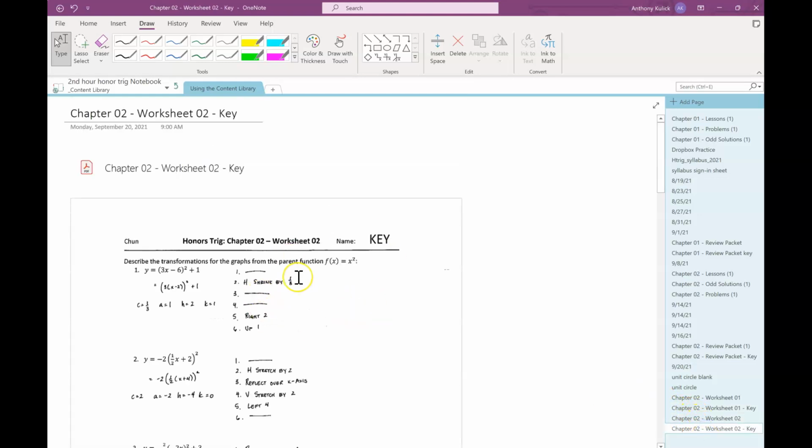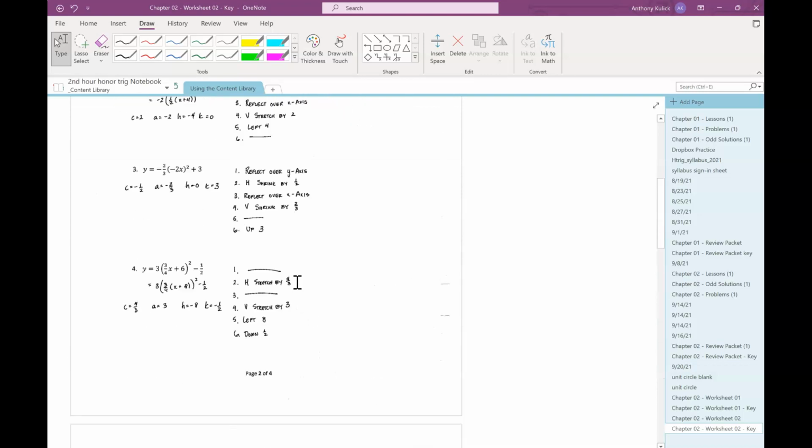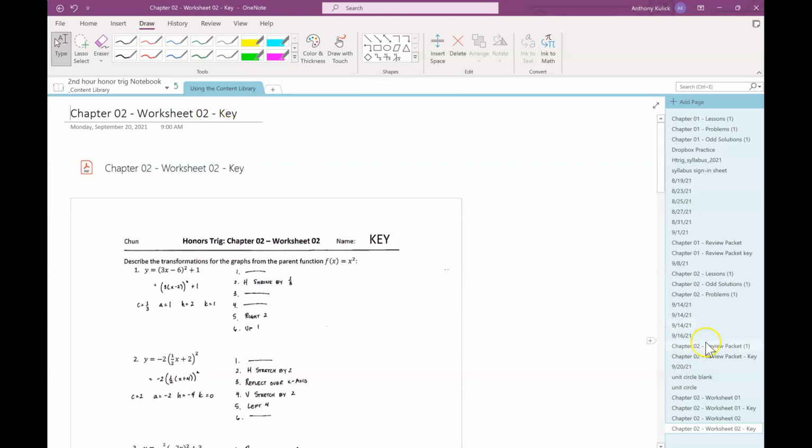And again, I have the key written for all of this stuff. If there's questions or whatever, I'm happy to help still, but I just want to show you all that stuff is in there. Okie dokie. Cool.